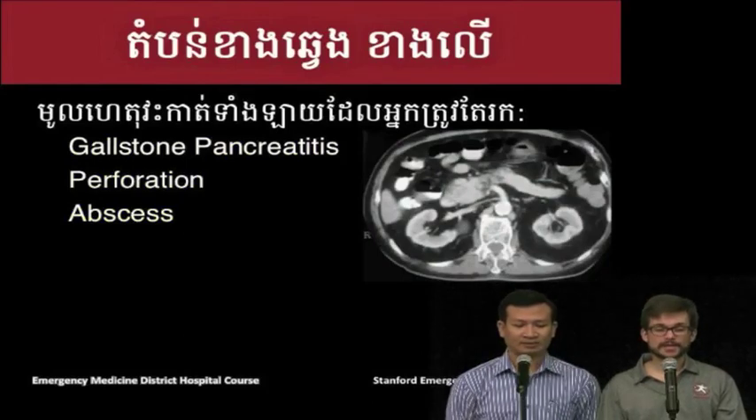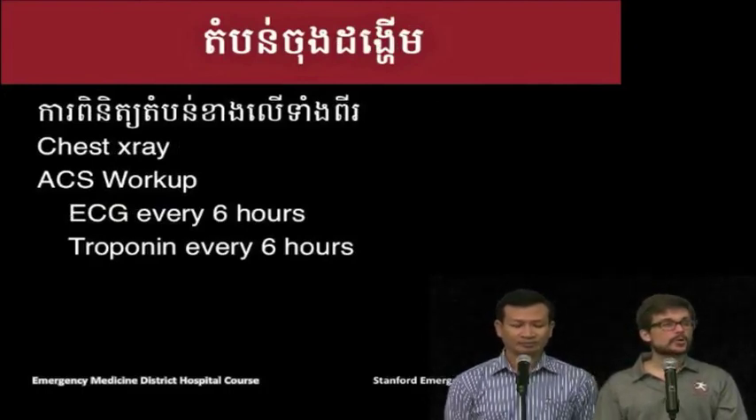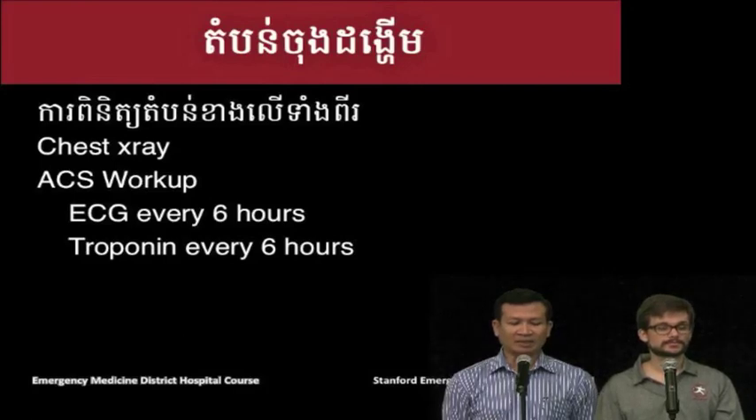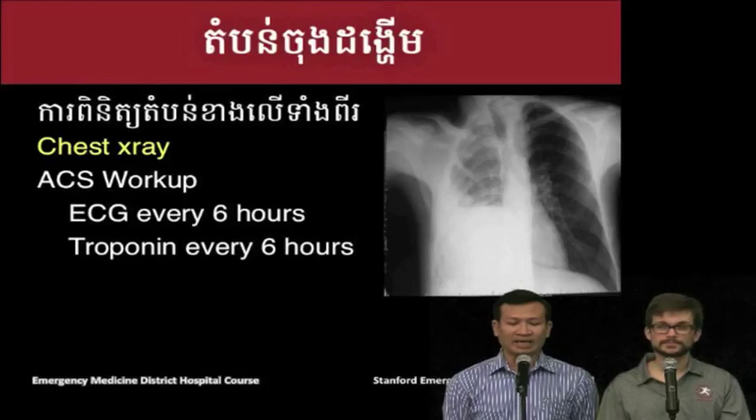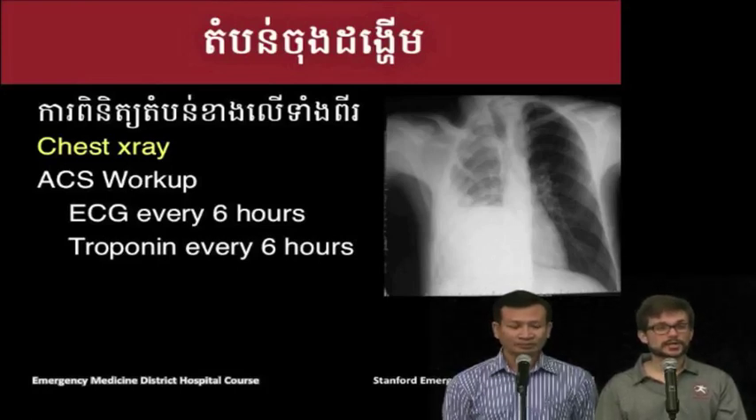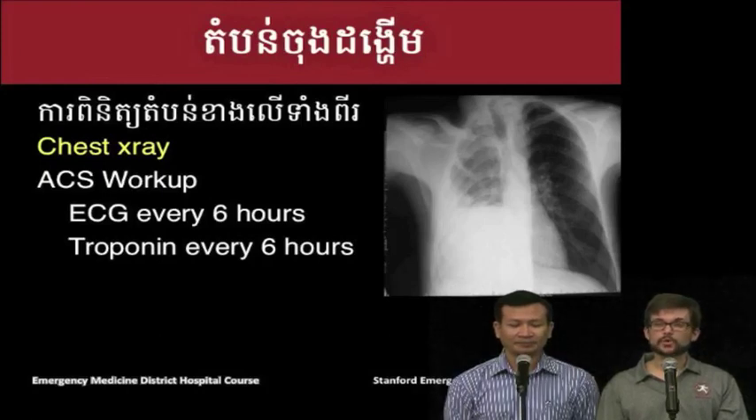Now let's move on to epigastric pain. Epigastric pain requires the same workup for the left upper quadrant and the right upper quadrant that you saw before. In addition, you may consider obtaining a chest x-ray. A chest x-ray can see signs of effusion or pneumonia, both of which can cause epigastric pain. You may also consider beginning an acute coronary syndrome workup.